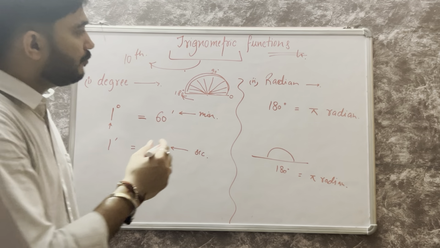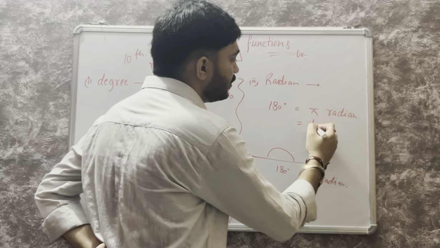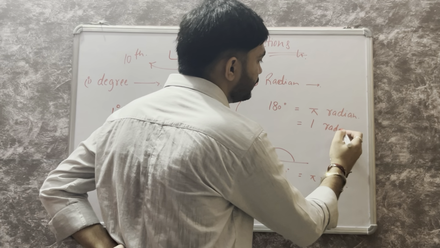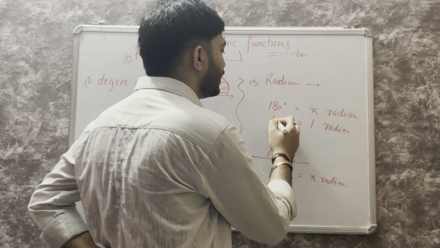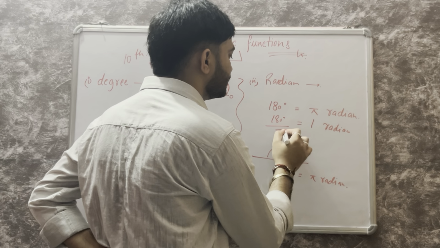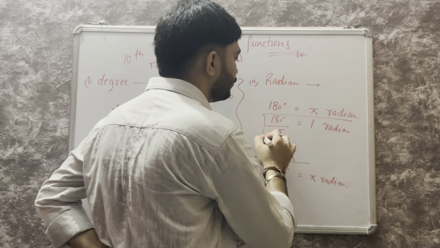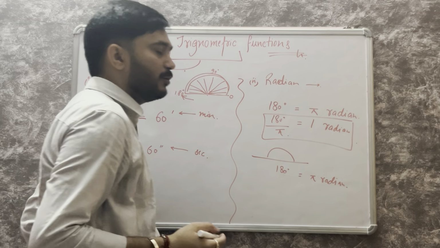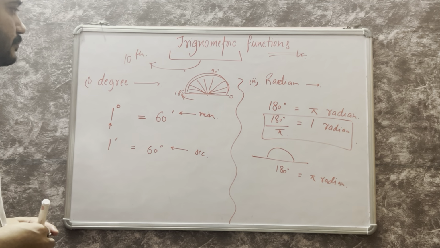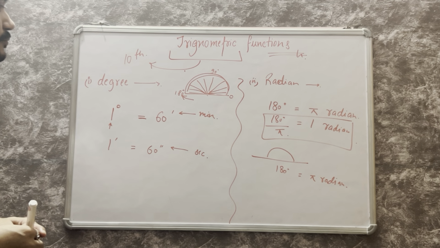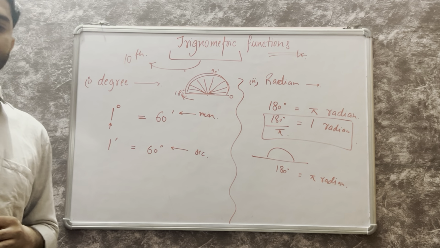Any doubt? If we want to know what is 1 radian, this pi is going to get divided on the other side. So 1 radian is equal to 180 degree divided by pi. Any doubts?